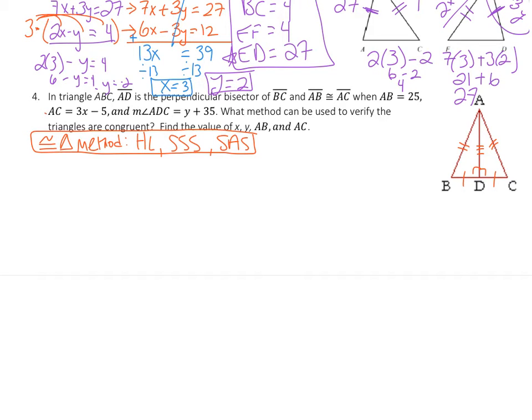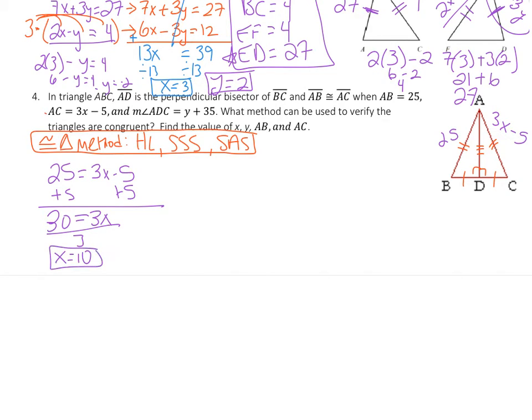Next, when we label our picture, AB is 25 and AC is 3x minus 5. We can use that then to solve for our x. So 25 would be equal to 3x minus 5. To solve for x, we can add 5 on both sides. So we get 3x equals 30. Divide both sides by 3, and we get x equals 10. For the y value, you can see that angle ADC is supposed to be y plus 35. And if you notice, there are 90 degrees right there, so I want you to set up what your equation is going to look like to solve for y.